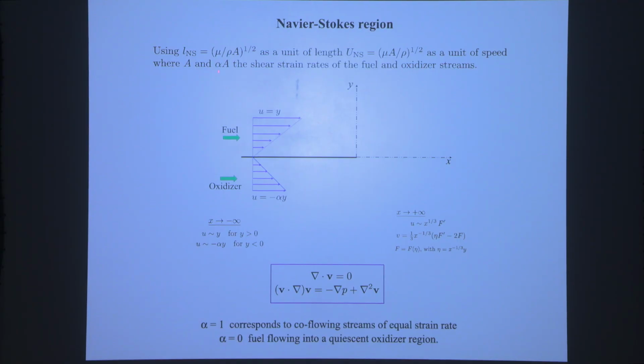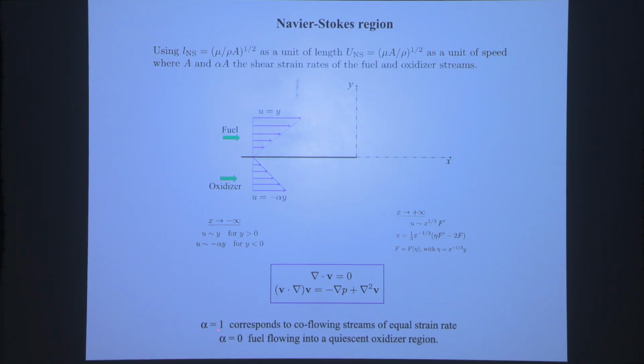You can scale them in a certain way, where A is related to the slope here. In other words, in dimensional form, U equals AY, and here it is minus alpha AY. So if you scale with A, then you get a problem that is essentially free of any parameter, and the beauty of this is that you can solve it once and for all, and then use that in a tabulated way to study the combustion. So this is just a general picture.